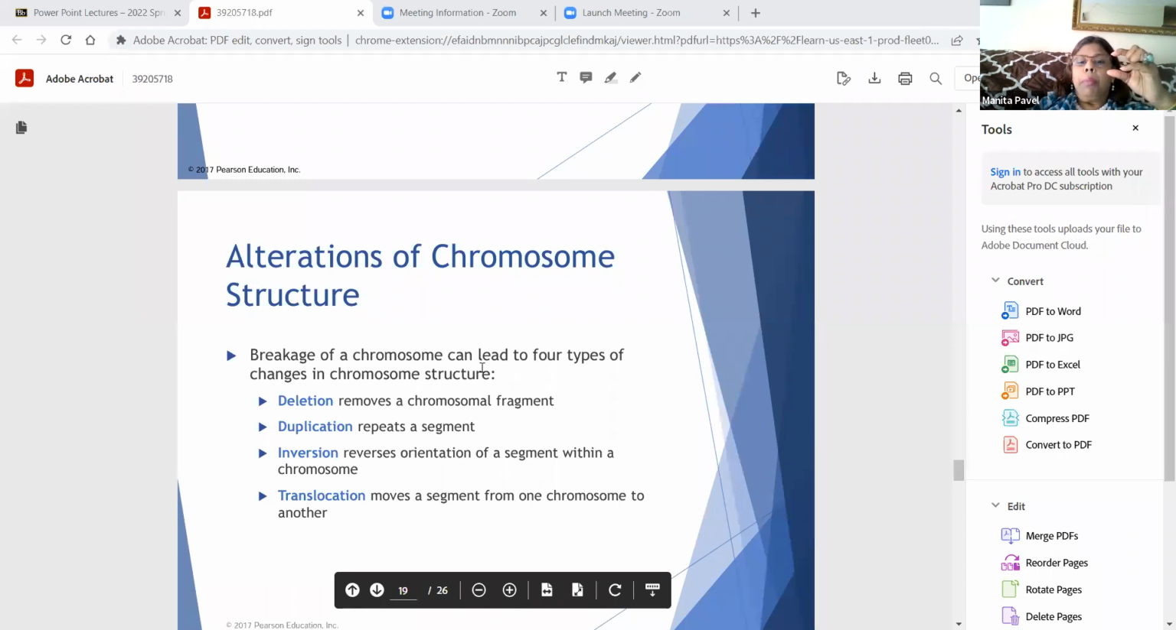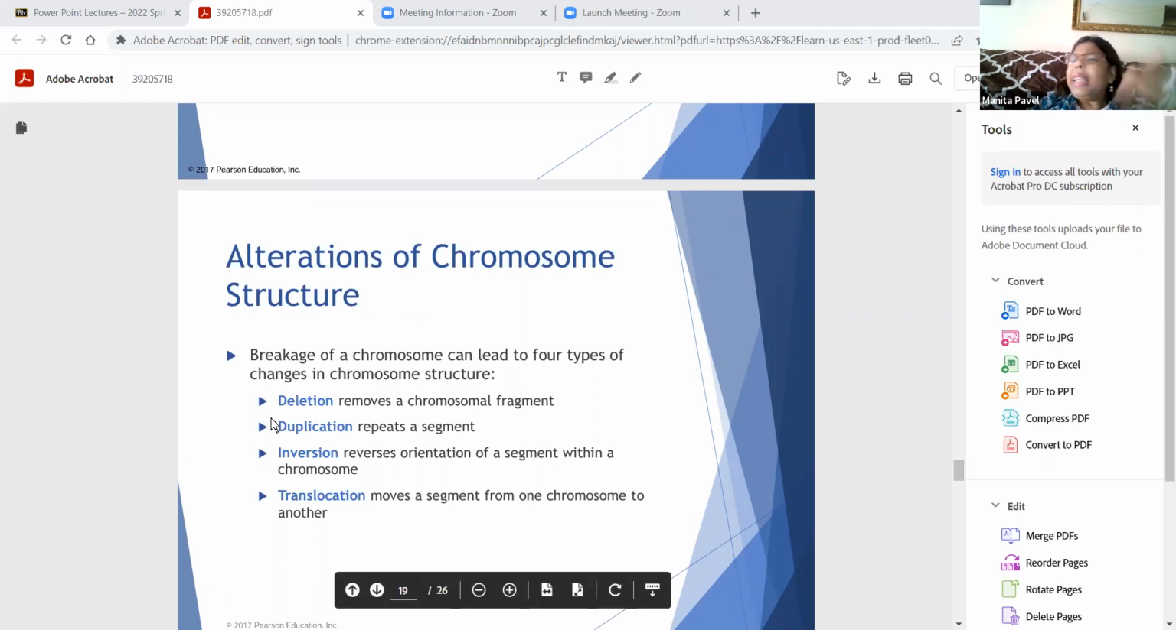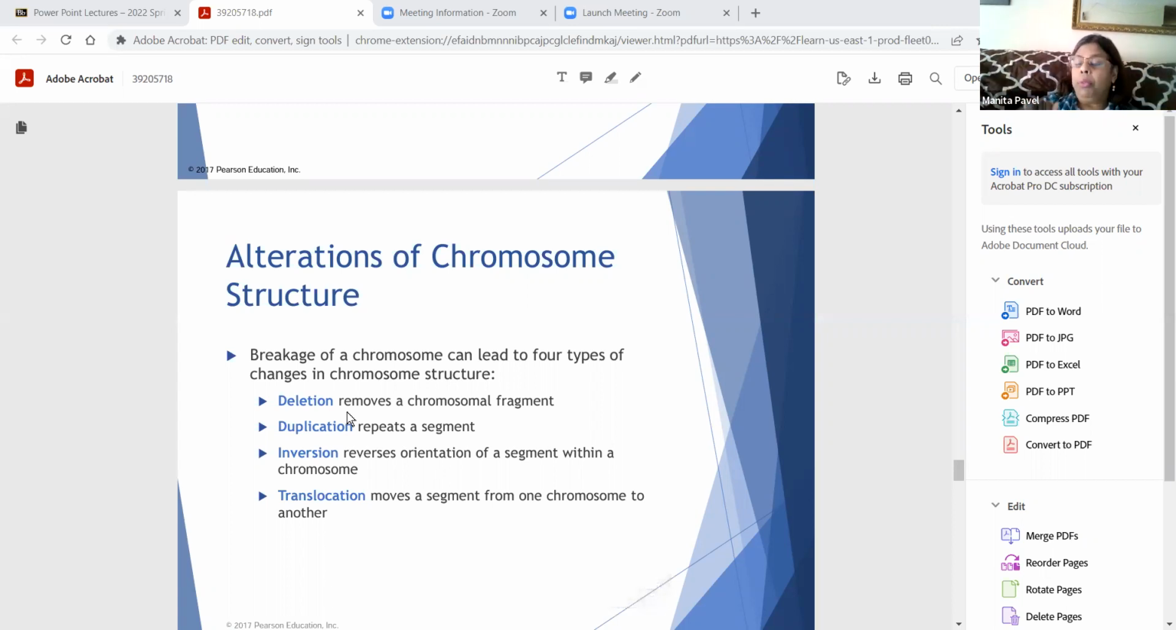Breakage of chromosome can lead to 4 different types of changes in chromosome structure: deletion, duplication, inversion, or translocation. We're going to see in the next slide exactly how deletion, translocation, inversion, or duplication is taking place. So let's analyze these terms. Delete. To delete is to remove. So deletion is the removal of a chromosomal fragment, and part of a chromosome is removed. A fragment of the chromosome is removed.